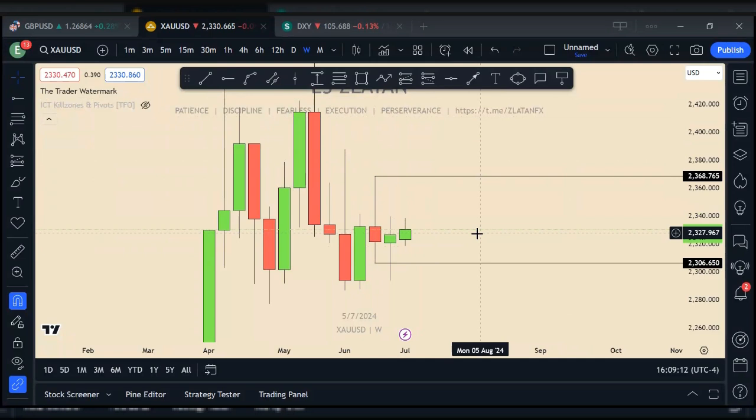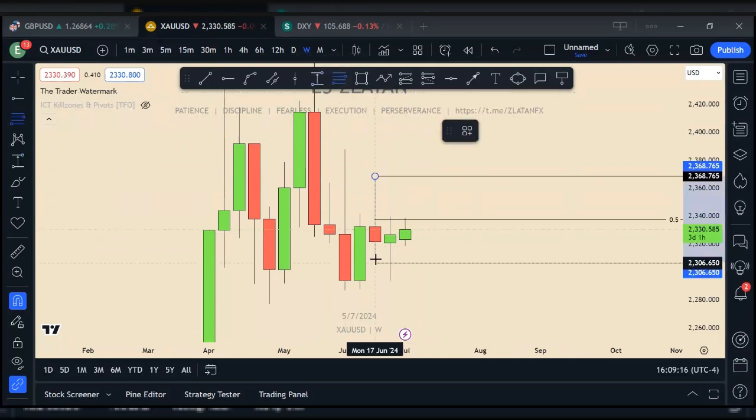You're working with the high and the low. And also you're working with the 50% of that candle, because that would be the 50% of your range. Now you notice how we are reacting off that 50%. It's not random.